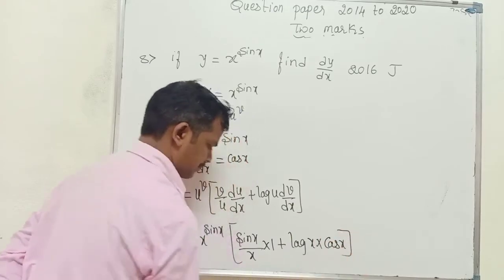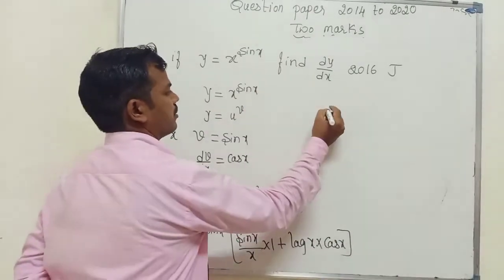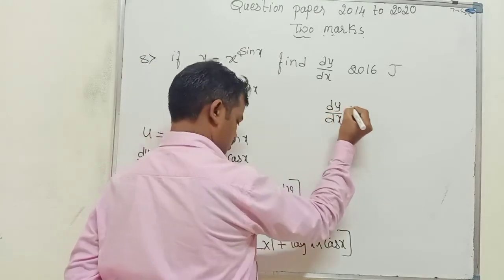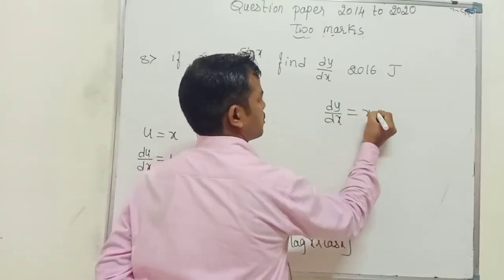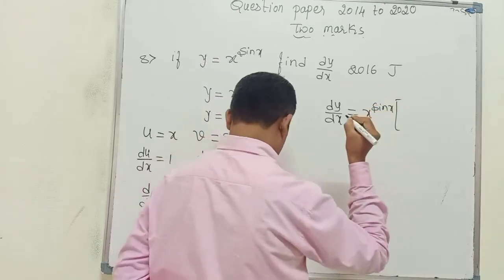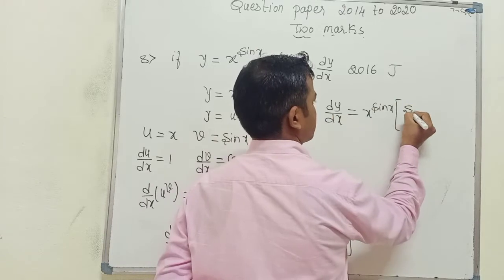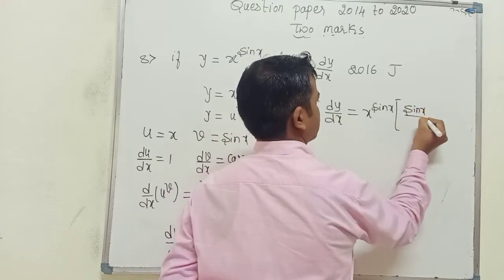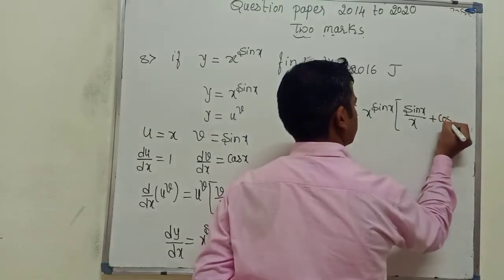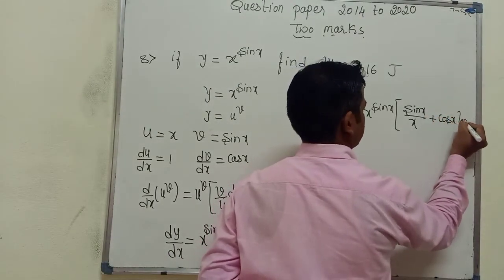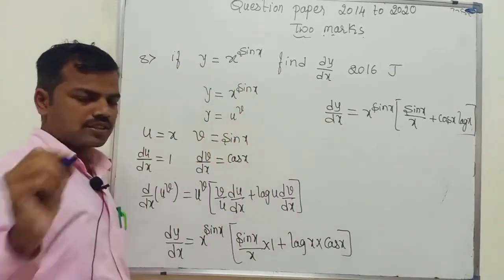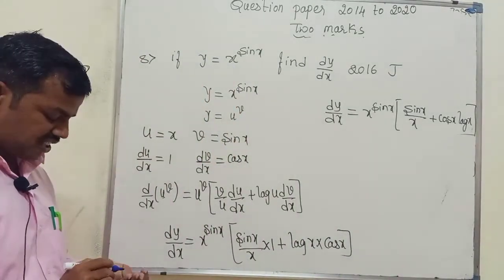The work is done. So then we got that dy by dx is equal to x raised to sin x into sin x by x plus cos x log x. So this completes the 2016.